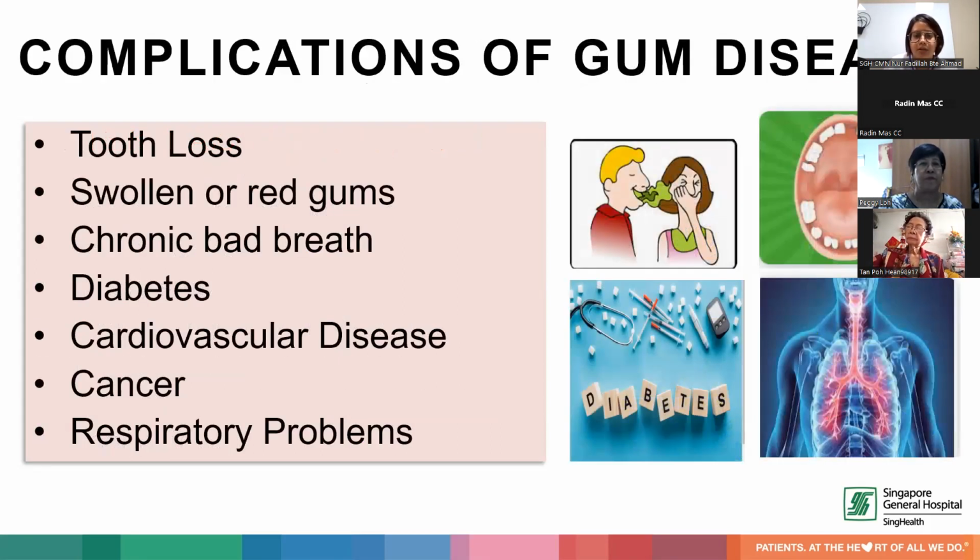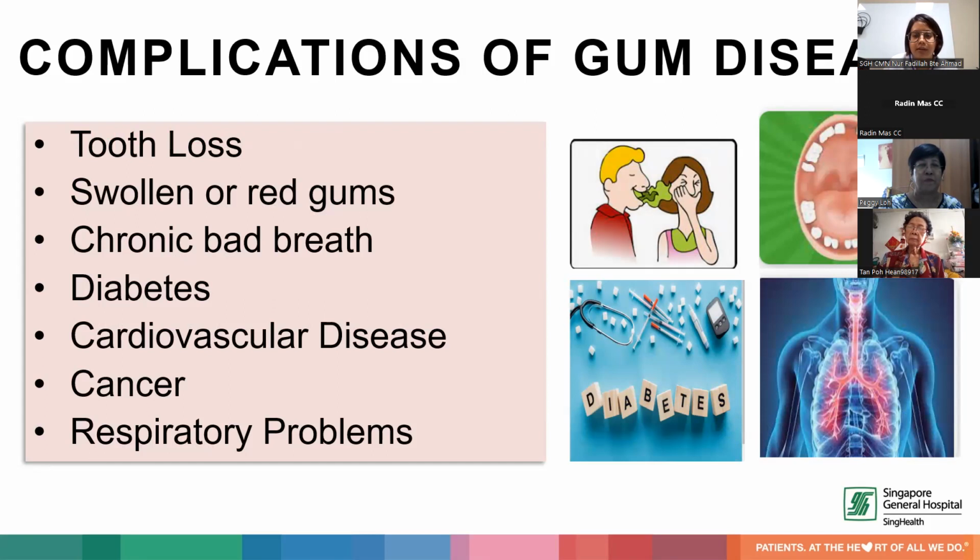So here's the complication of gum disease. Firstly is the tooth loss. So without regular dental checkups, gum disease can affect your gums, jawbone, and the tissues that connect your teeth to your gums. So the receding gums, gum pockets, and bone deterioration can actually occur. So your gums eventually become unable to secure your teeth in place, and tooth loss results.